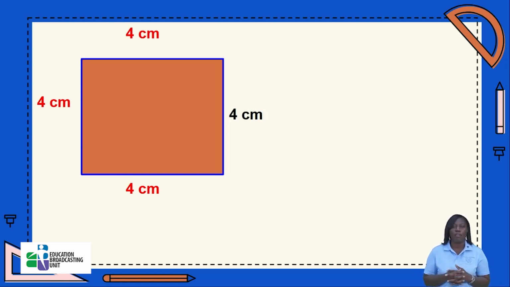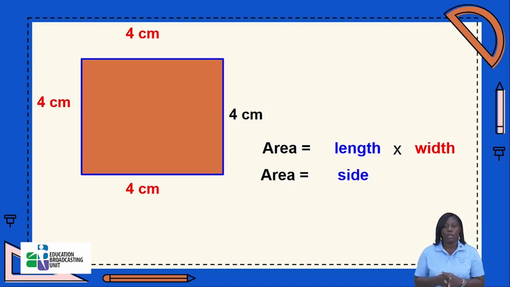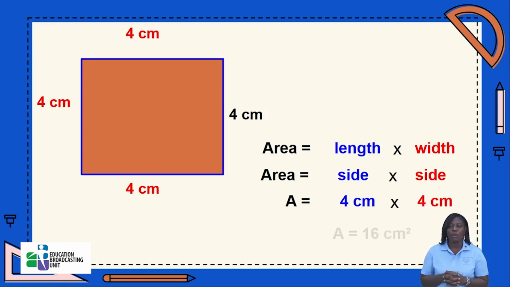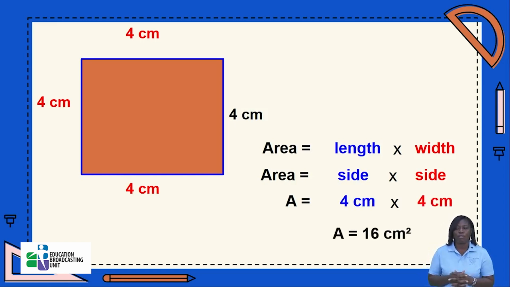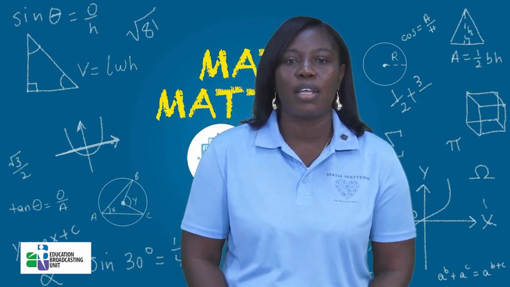What then would the area of this square be? We can use the area formula to help us find our answer. Length times width. Since it's a square, we can also say side by side. Get your calculators ready. Area would equal 4 centimeters times 4 centimeters, which will give us the area of, correct, 16 centimeters squared. Now we know the formula of finding the area.